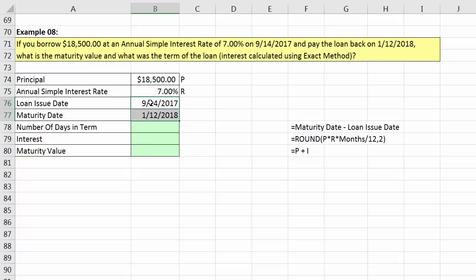We can do date math. We have the loan issue date and maturity date. We simply do our date math: later date minus earlier date. And when I hit Enter, we know 120 days.